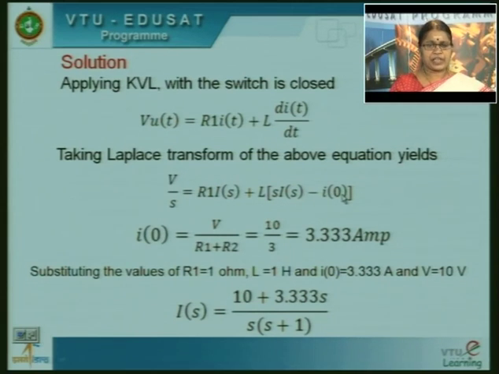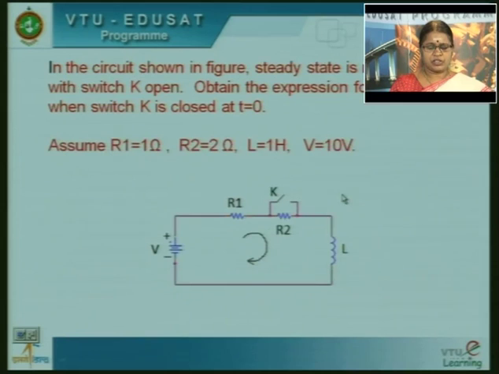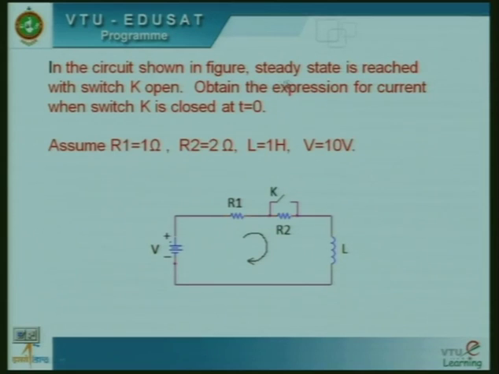To find I at 0 minus, let us go back to the circuit. The circuit has a voltage source, two resistors R1 and R2 in series, and that is in series with inductor L. It is also specified in the problem that the circuit has attained steady state with K open.